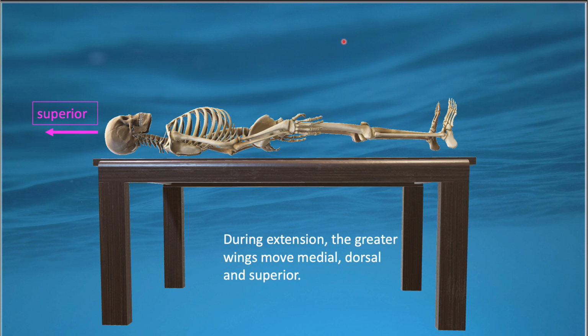In extension, the greater wings of the sphenoid are going to move superiorly, in addition to them moving dorsally or posterior, and as we can see here, medially or towards the midline of the body, making the head again more like Bert, elongated and narrow.